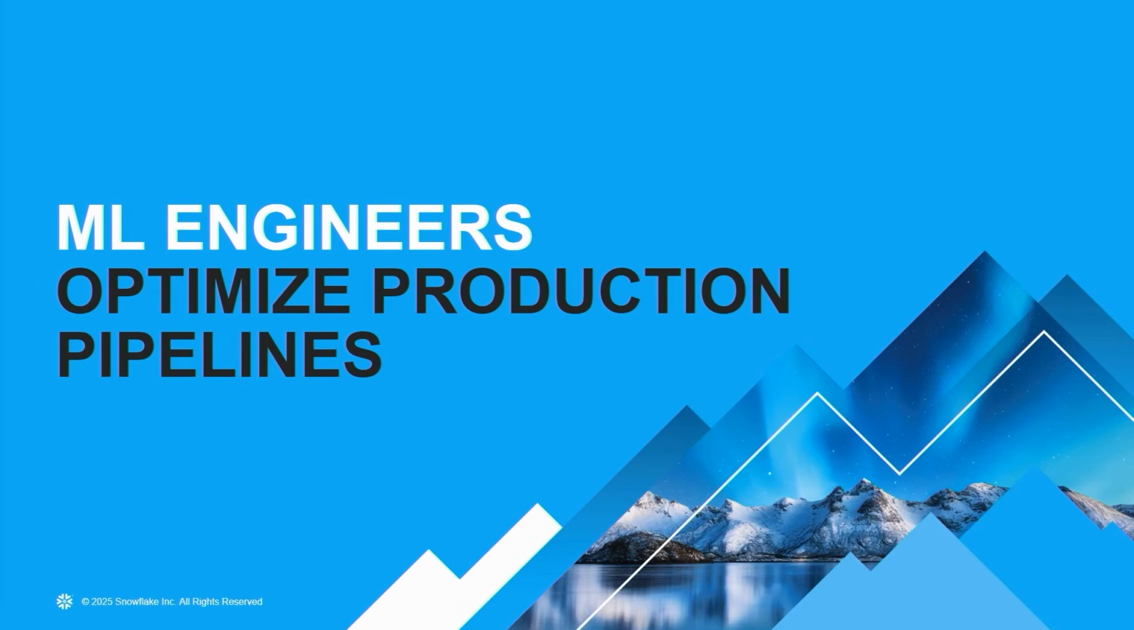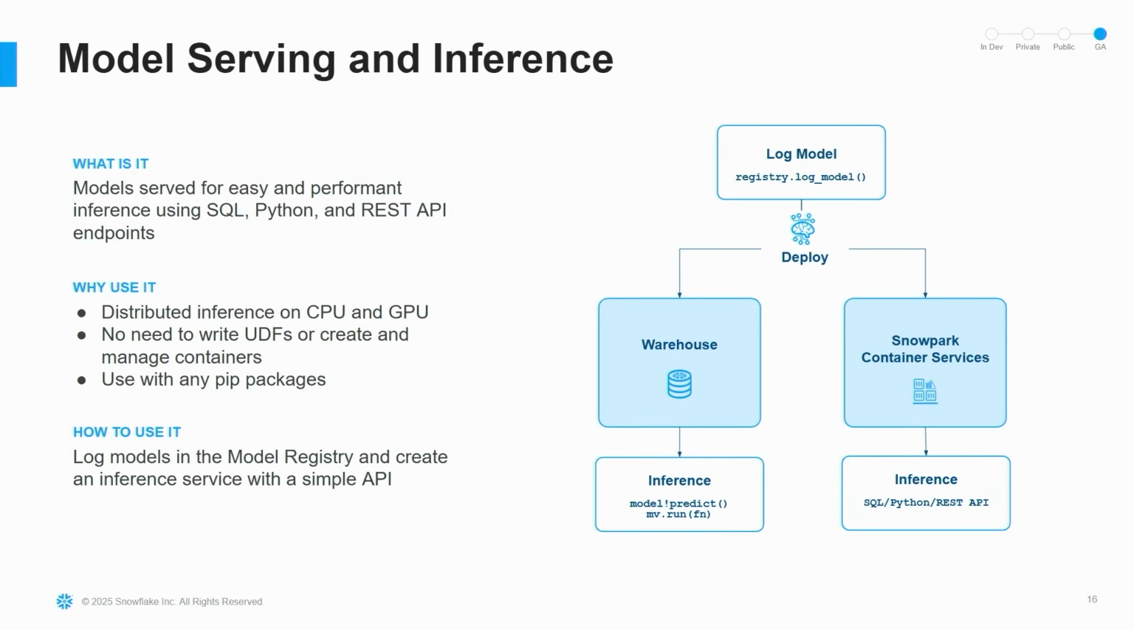All right, and next for ML engineers, optimizing production pipelines. So we're going to get into model serving and inference. Once you've done your training, Caleb's talked about our Feature Store, model development. What is model serving? At the core of it is our model registry. You can log your model, and you can choose to deploy this on either a warehouse or Snowpark Container Services, and they both fit different situations for what you're going to want to use.